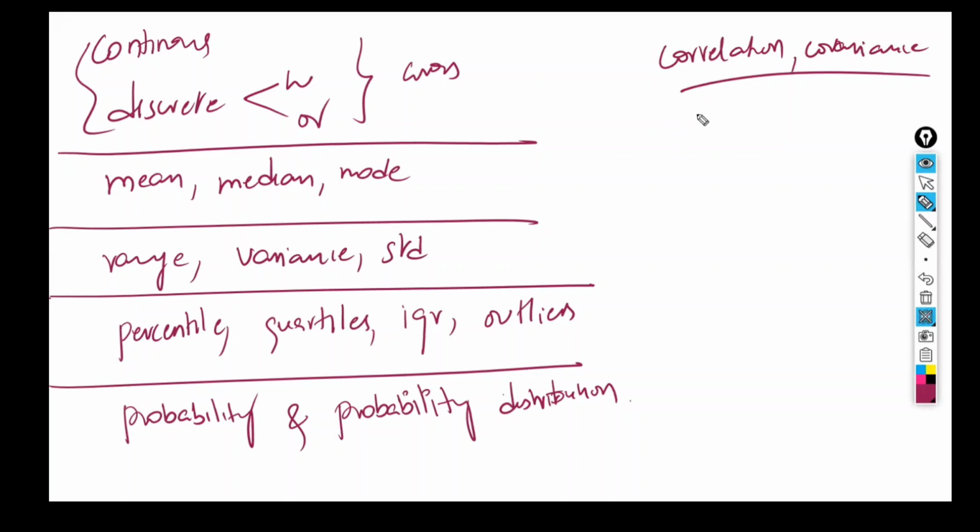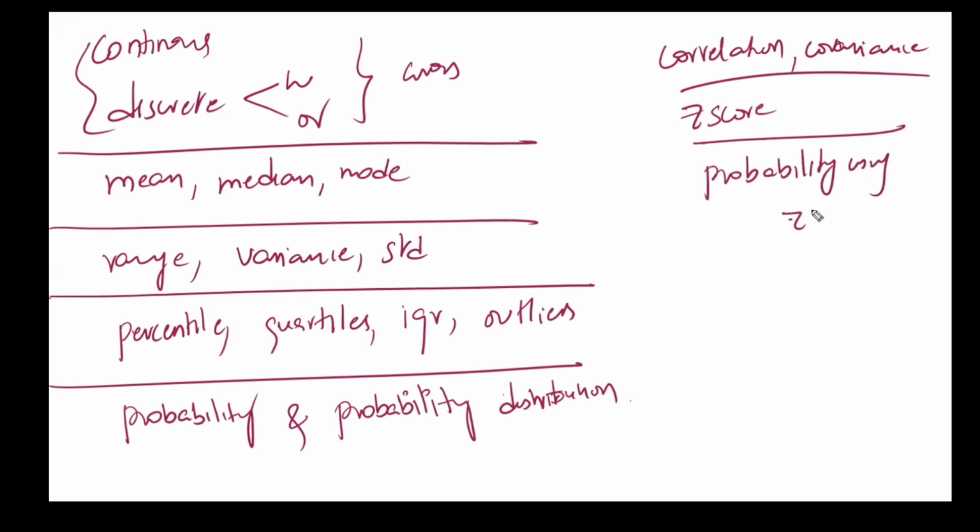And next, we have done the calculation of z-scores, and using the z-scores, we have calculated the probability. Probability using z-score. So these are the things which we have covered in statistics. Now everything we are going to see in pandas.